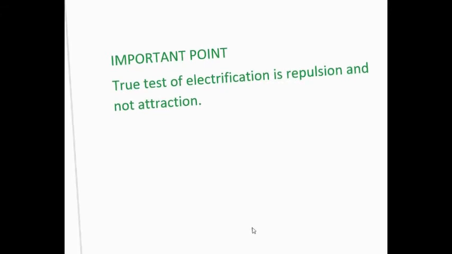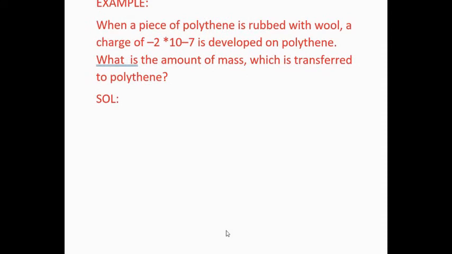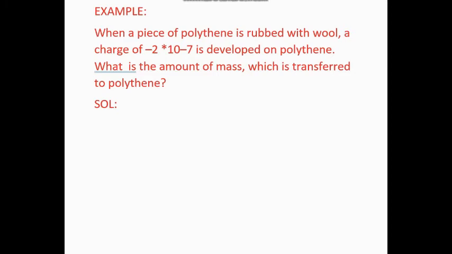Now let us see an example. When a piece of polythene is rubbed with wool, a charge of -2 into 10 power -7 coulombs is developed on polythene. What is the amount of mass which is transferred to polythene? Pause the video and try the question and resume the video and see whether your answer is correct or not. So now let's see the solution.